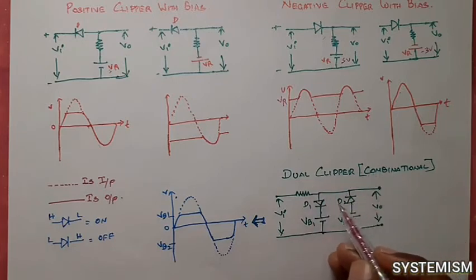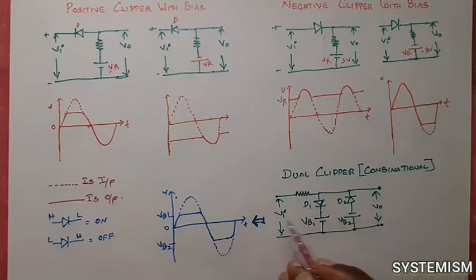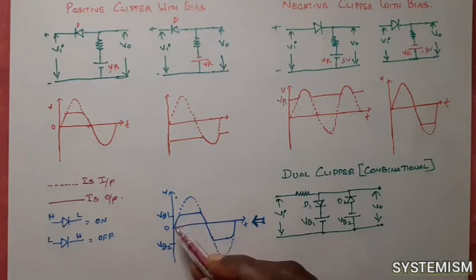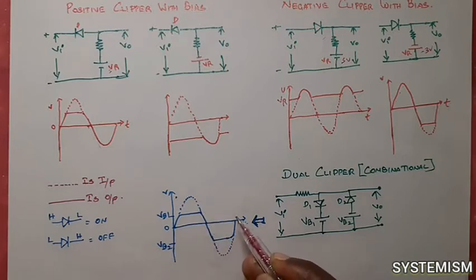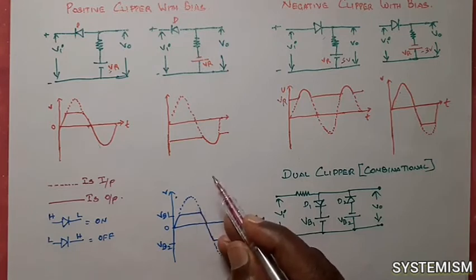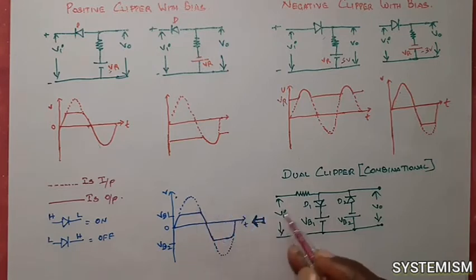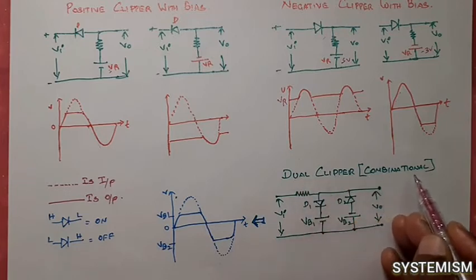See, this is a shunt clipper. Here we have given a positive reference voltage and one more negative reference voltage. This will be a positive reference value, and this will be a negative reference value. Due to this, you will get only this portion of your input signal in the output. You have clipped away a particular portion in the positive area and a particular portion in the negative area using this type of dual clipper, otherwise called a combinational clipper.